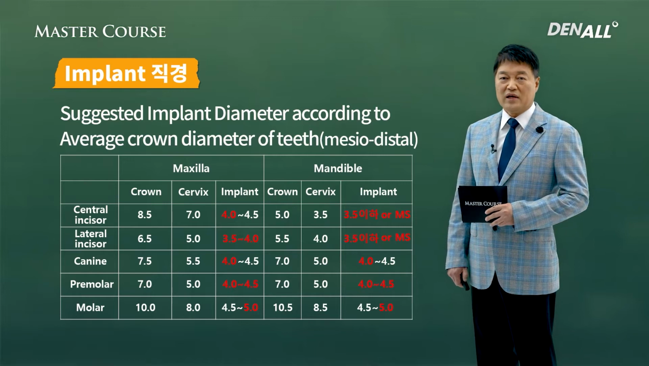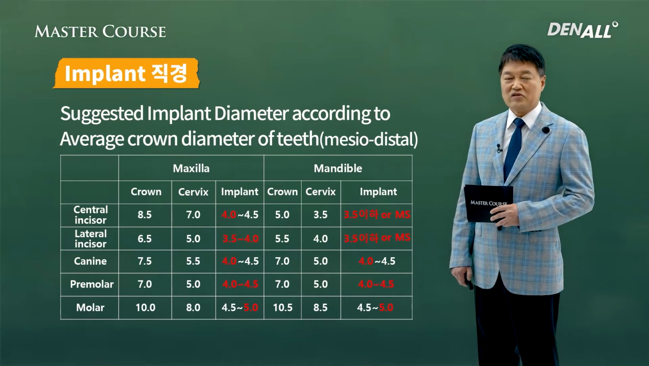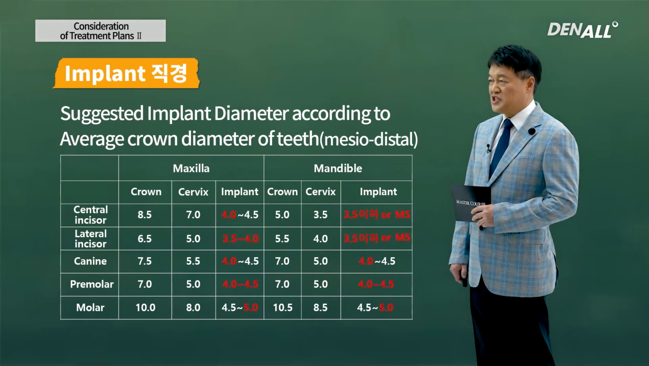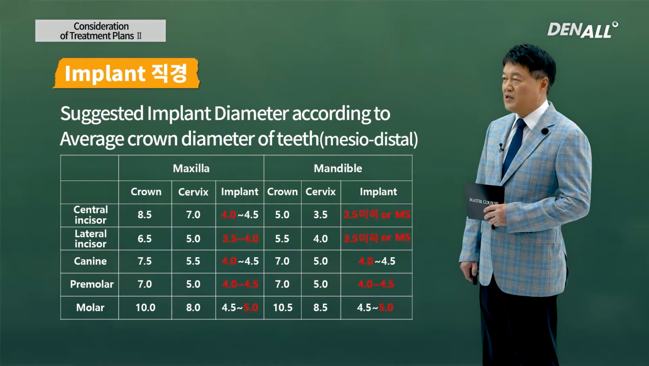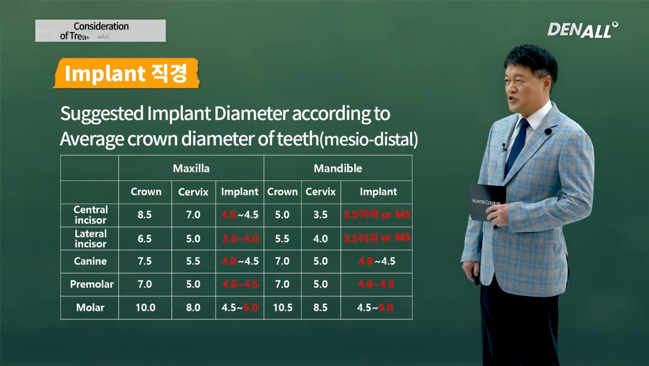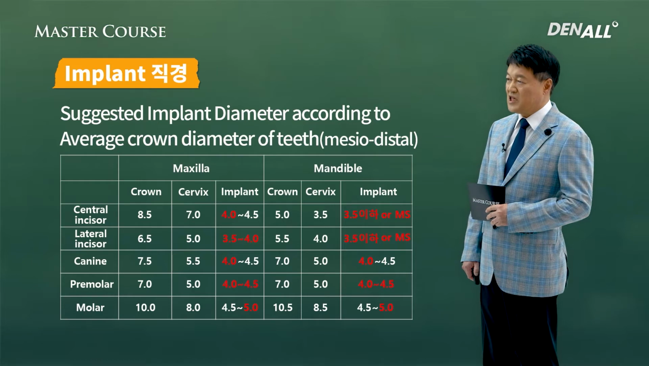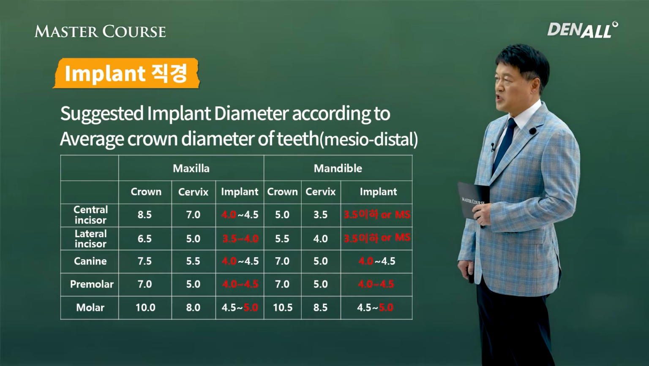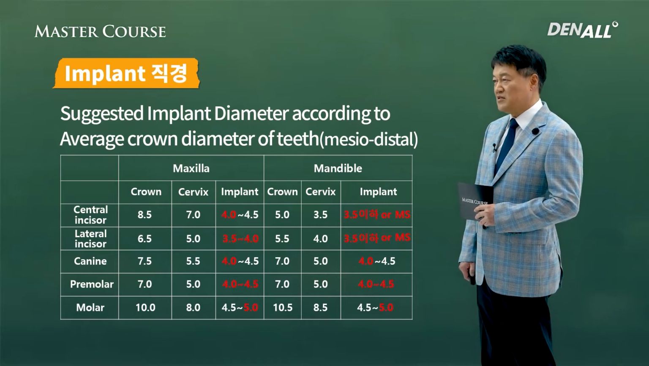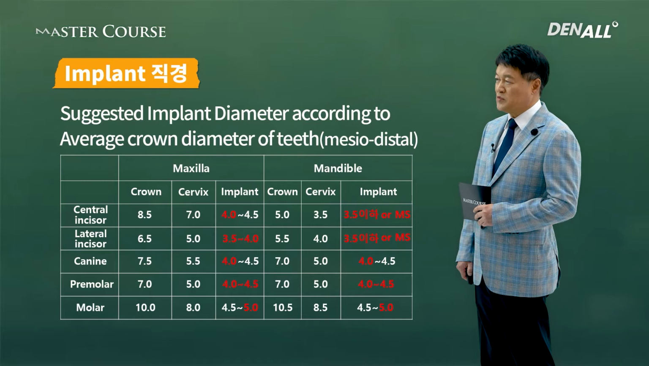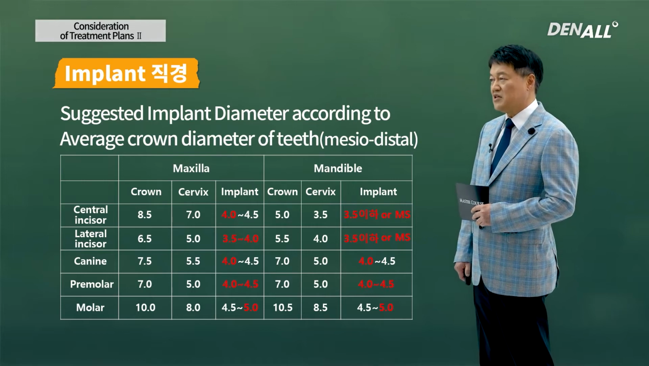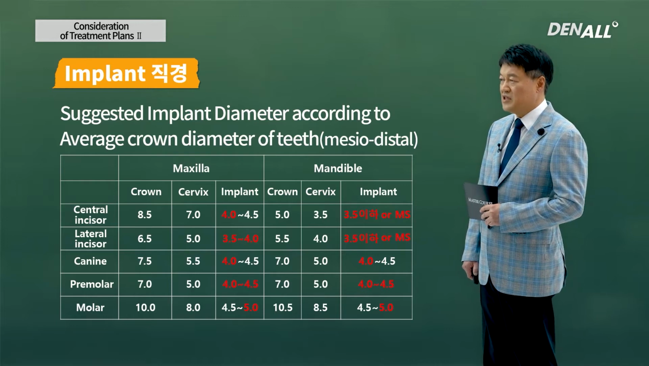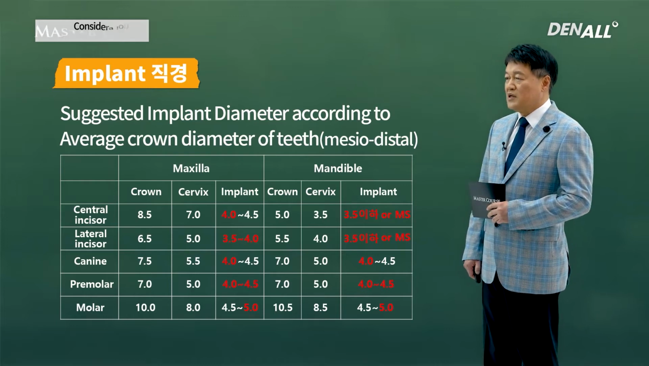By area, the recommended implant diameter is as follows. On far left is for crown. Next, diameter at the cervix. Reference the thickness of cervix when you place implant. In summary, in anterior lower, cervix is 3.5 or 4.0. So in anterior lower, use under 3.5 for MS implant, in other words, one body implant.